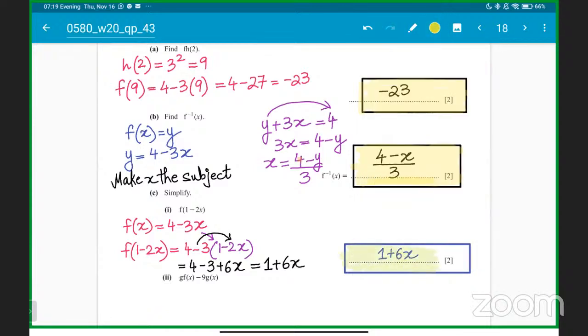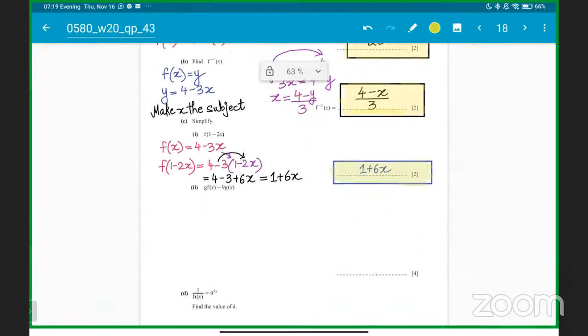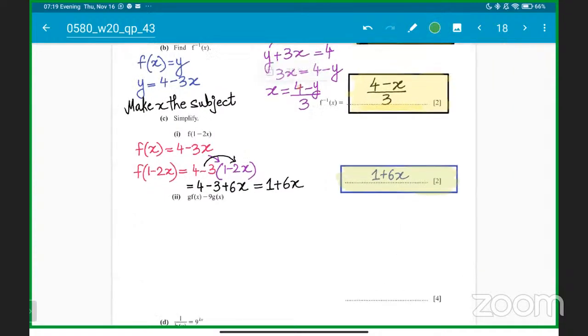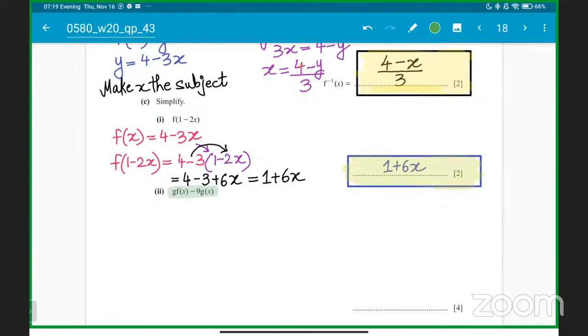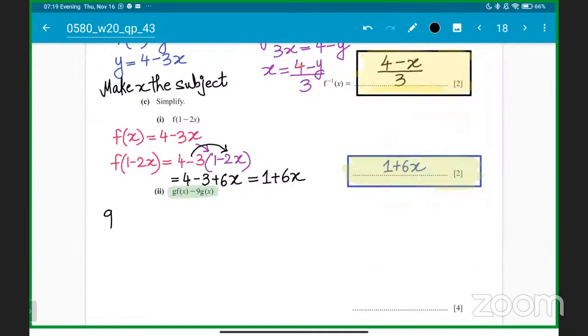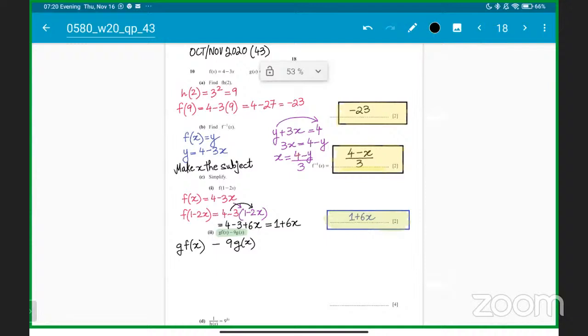Any doubts, anyone? No, sir. Next we have a 4-mark question where we have to find a composite function plus a normal function as well. So they are saying g(f(x)) minus 9 times g(x), okay? So one is simple, one is tricky: g(f(x)) and minus 9 times g(x). Everyone following? Any doubt in A, B, or C?